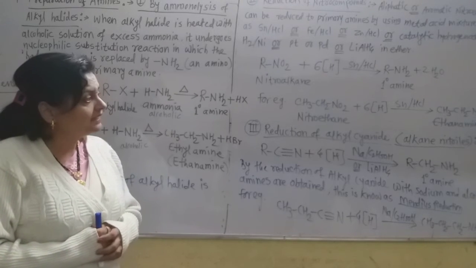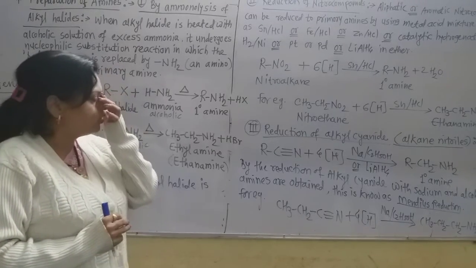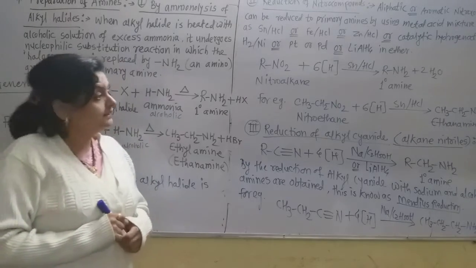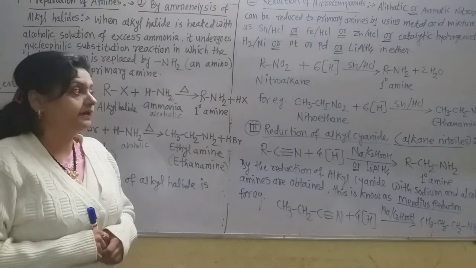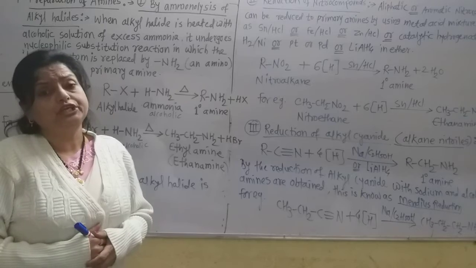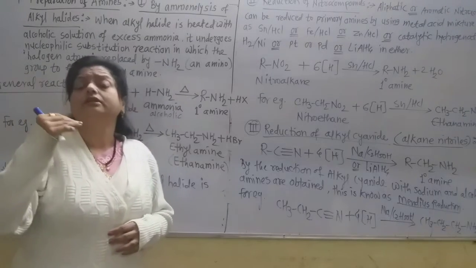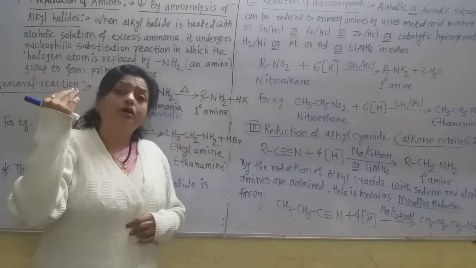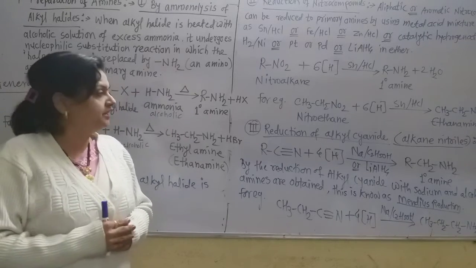For example, see, I take here nitroethane. Now this nitroethane on reaction with stannous and HCl gives ethanamine, that is ethylamine, and 2 water molecules are formed as the byproduct. Now the next reduction is very important, because in this reduction the amines often contain 1 carbon atom more than the starting alkyl group.